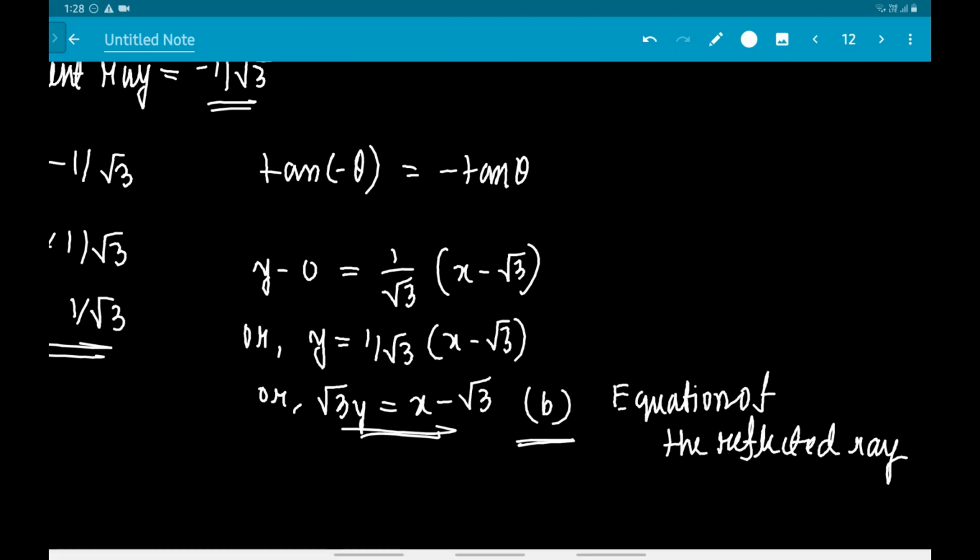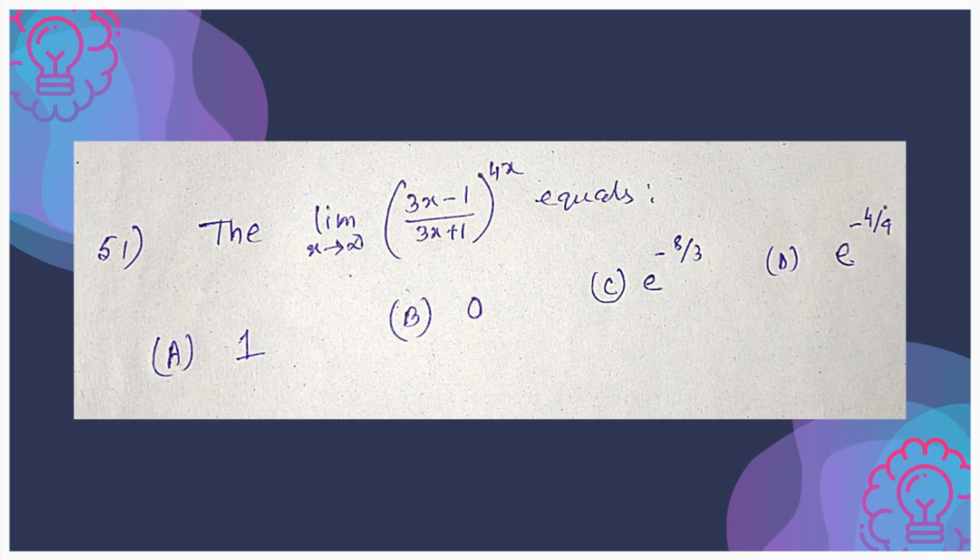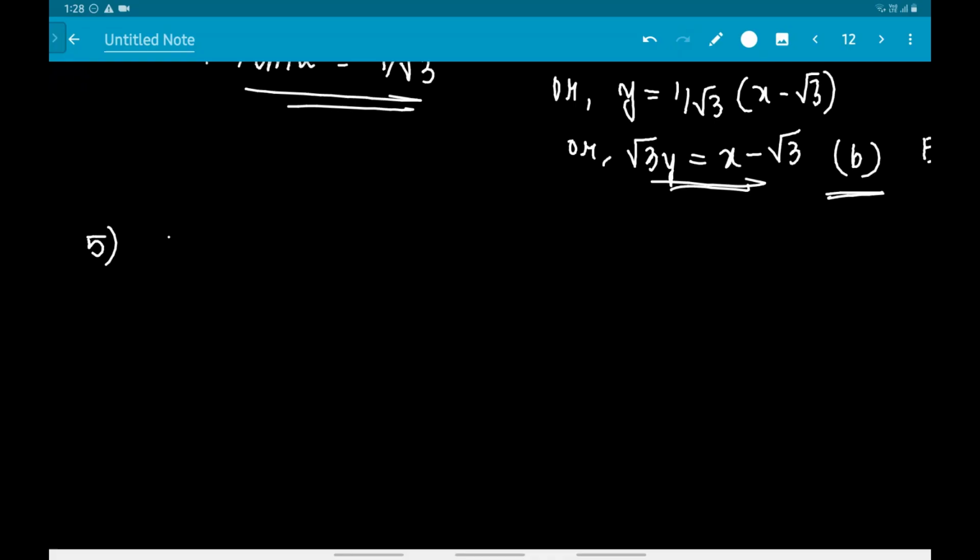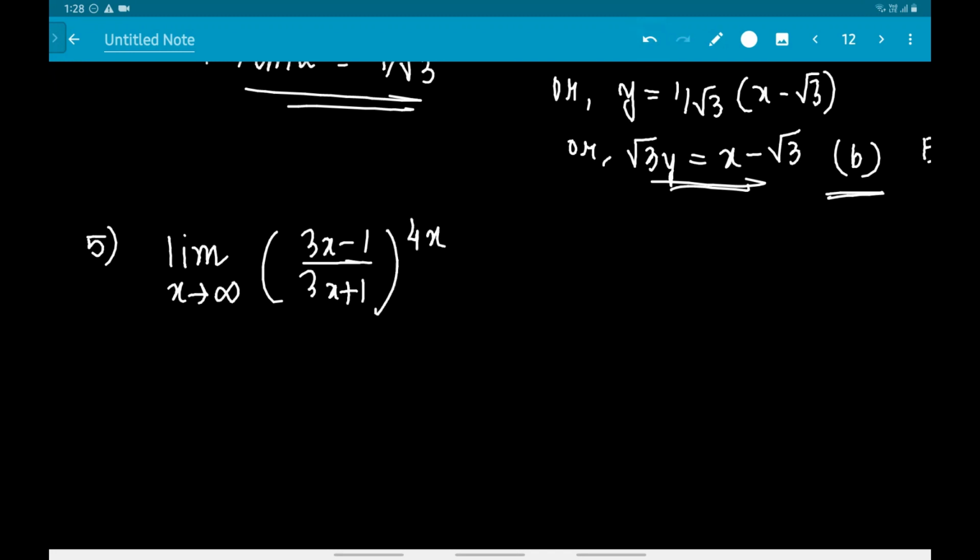So next we come to the fifth question. It is given: find the value of the limit as x tends to infinity of (3x minus 1 by 3x plus 1) whole to the power 4x.